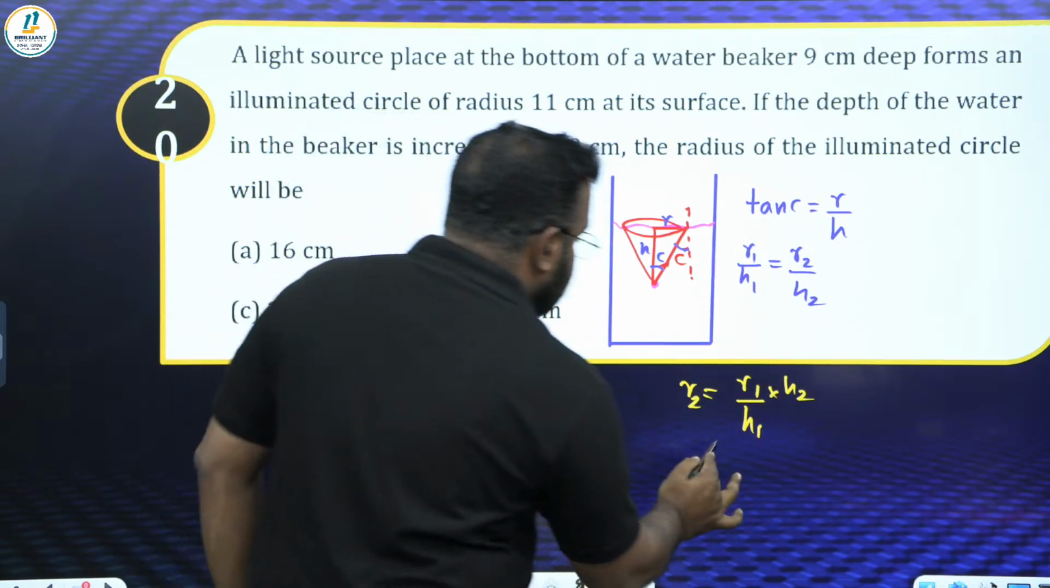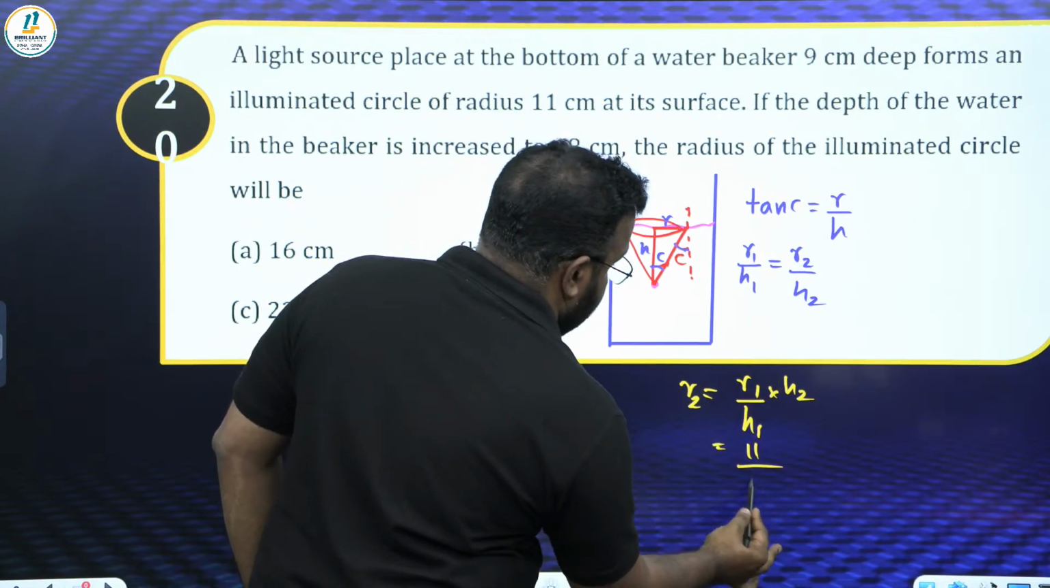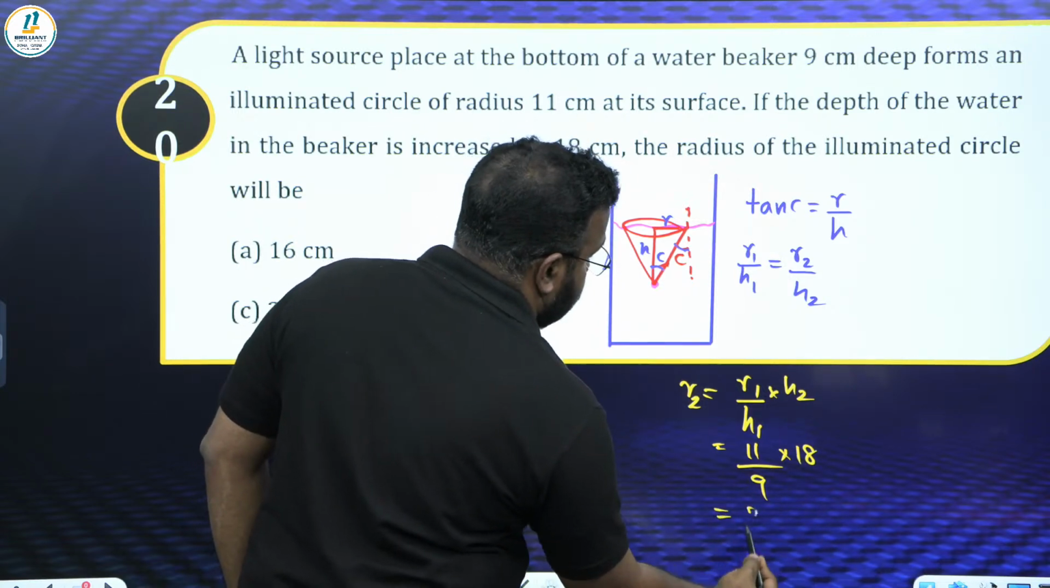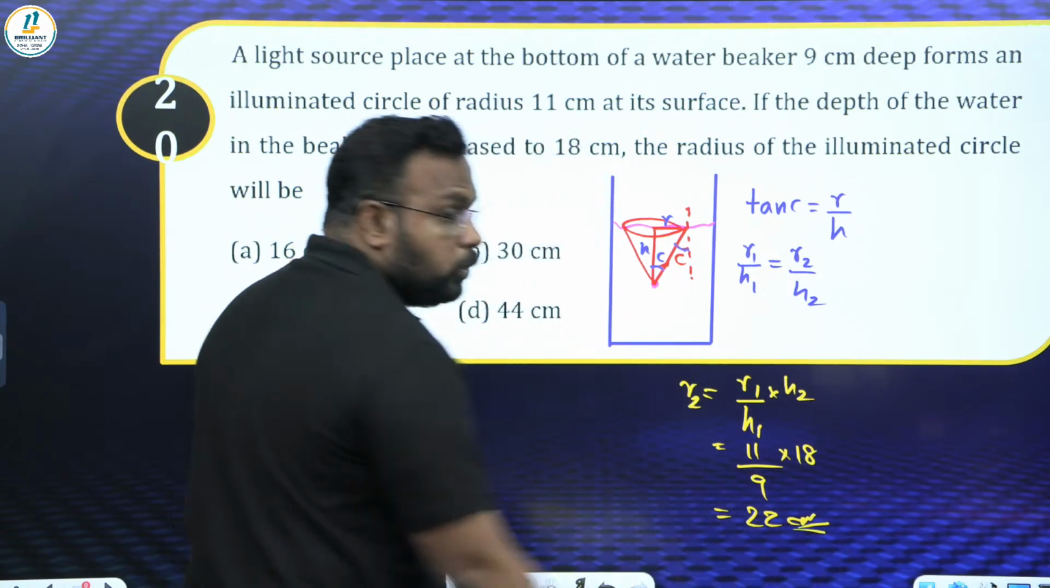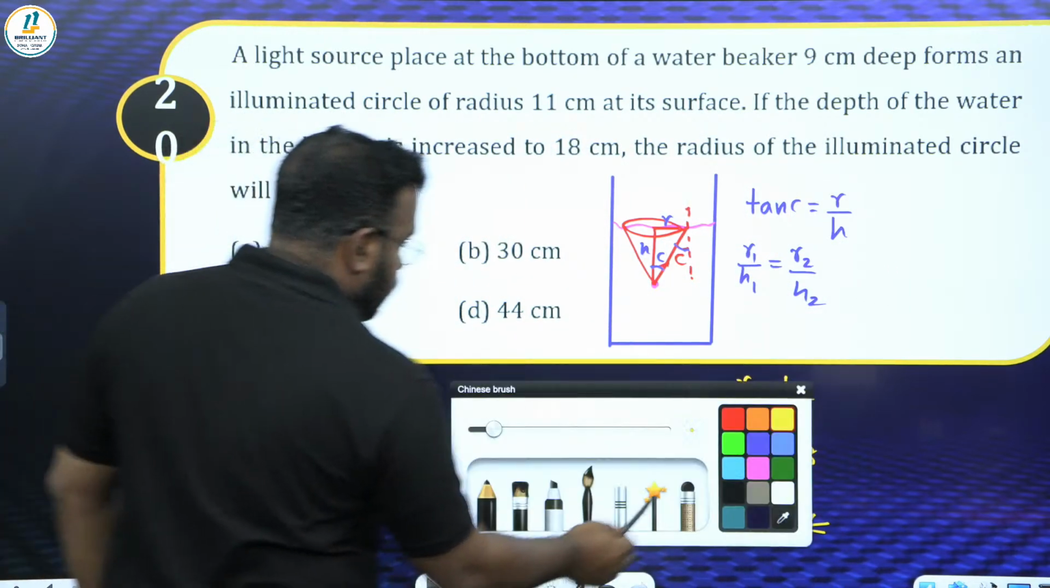Now we can easily substitute. R1 is 11 centimeter. H1 is 9 centimeter. H2 is 18 centimeter. 18 by 9 is 2, so the answer is 22 centimeter. Very simple question. 22 centimeter. Option C is the right answer.